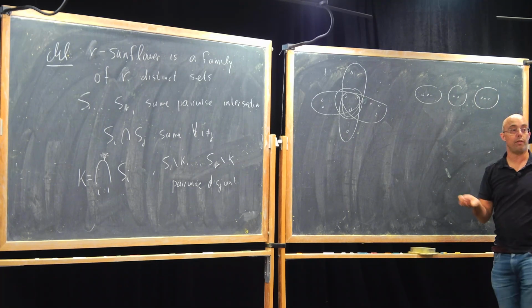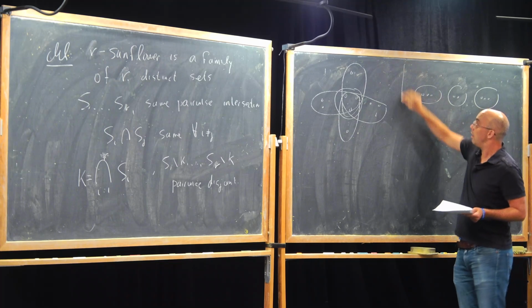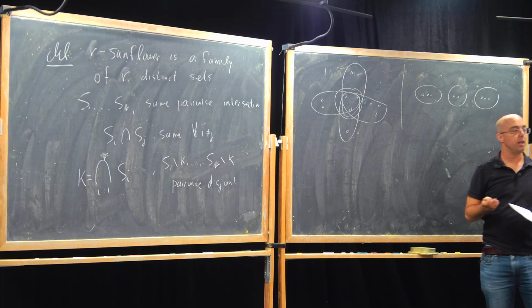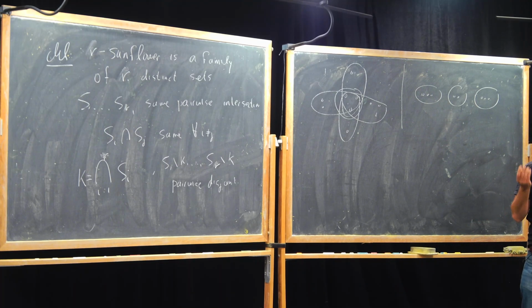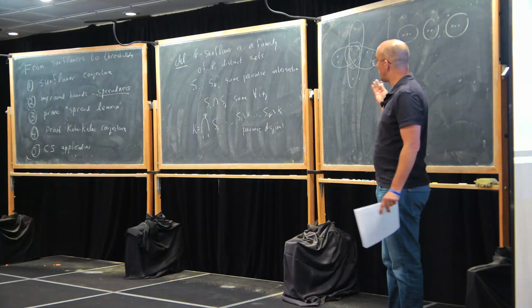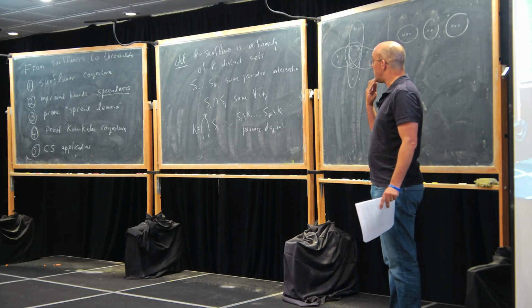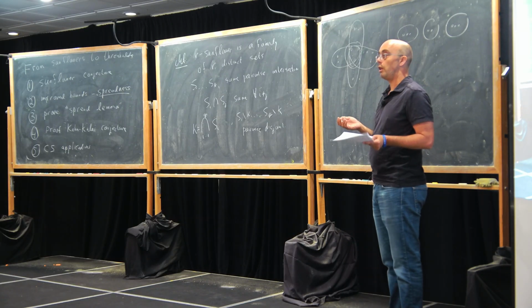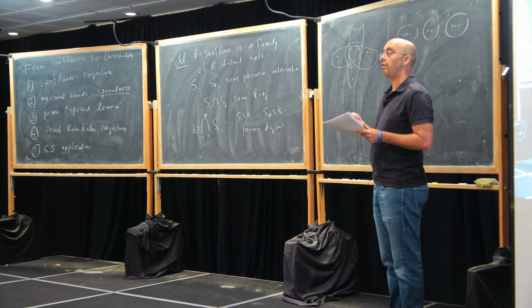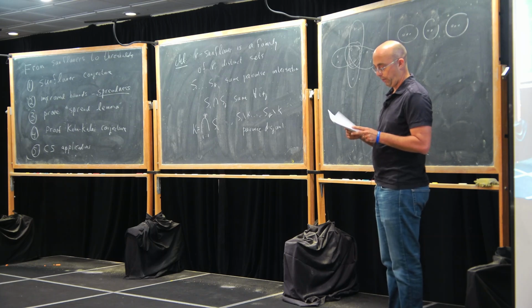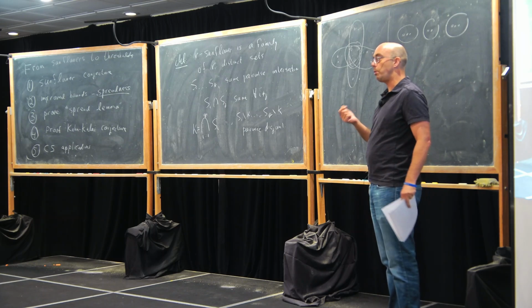Okay. That's also a sunflower with an empty intersection. Okay? And the basic question that people have been trying to study, since this was defined by Erdos and Rado in the 60s, is a Ramsey question. If I give you a family of sets, at what point is it guaranteed to contain a sunflower of a given size? Okay? And we'll see that this question turned out to be very, very important.